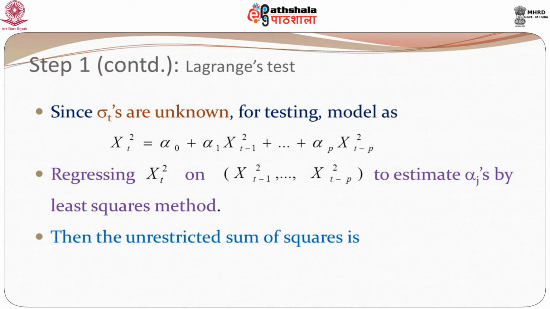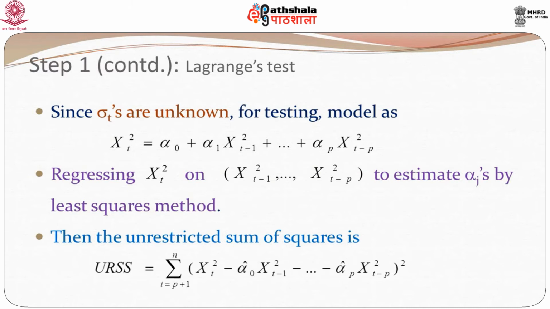And if you do that, the residuals would lead to the unrestricted sum of squares as URSS. URSS is primarily the square summed of the residuals. So, you square up the residuals, which is x t square minus the estimated predictor x t hat square, and take the sum, and you get the unrestricted sum of squares.